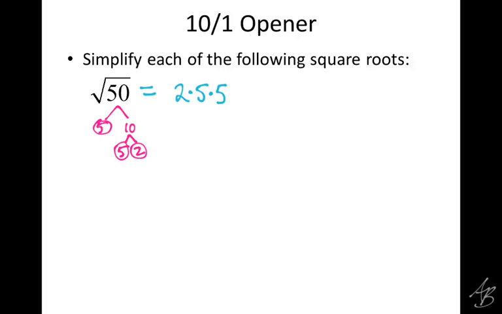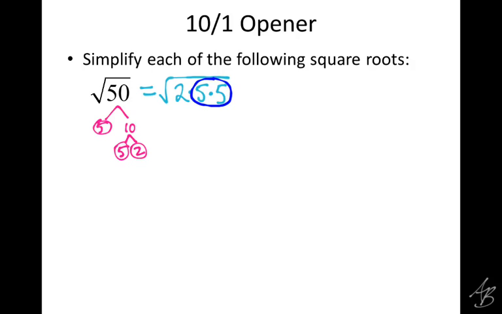Now what am I forgetting? The square root, right? We need the square root there because we had it over the 50. So 2 times 5 times 5 is 50. So this is the square root of 50 here. This is the square root of 50 here. It's just written a different way. Now what are we looking for? We're looking for pairs. Do we have any pairs here? Yeah, I see a pair of 5s.